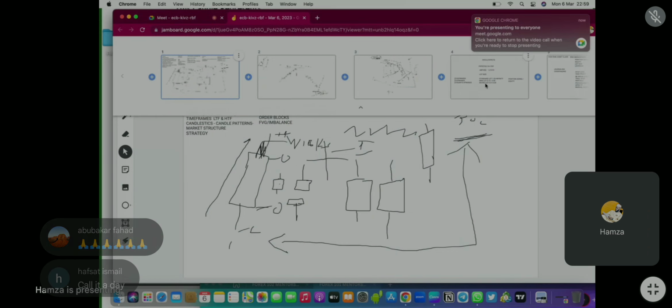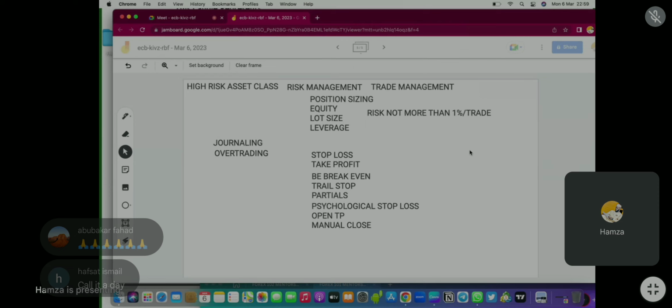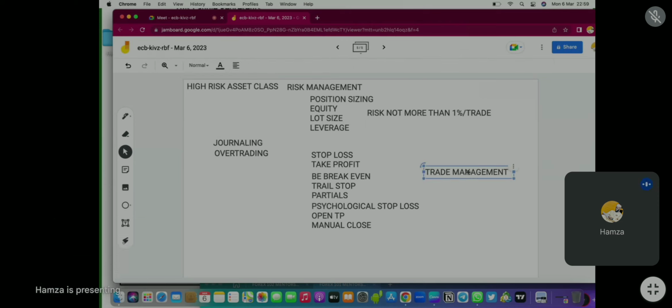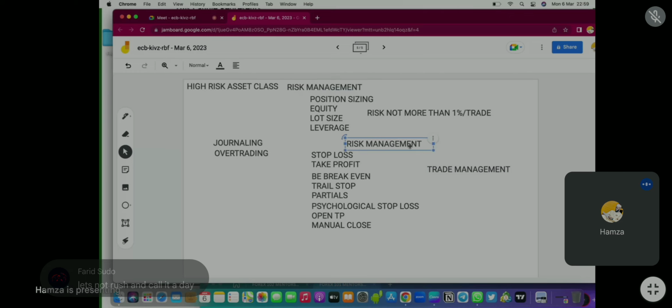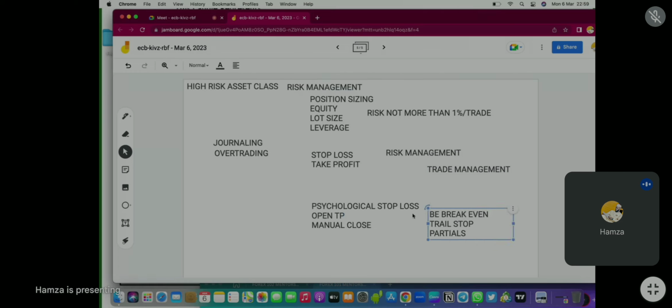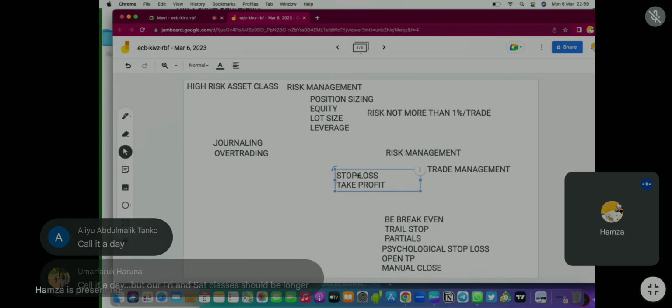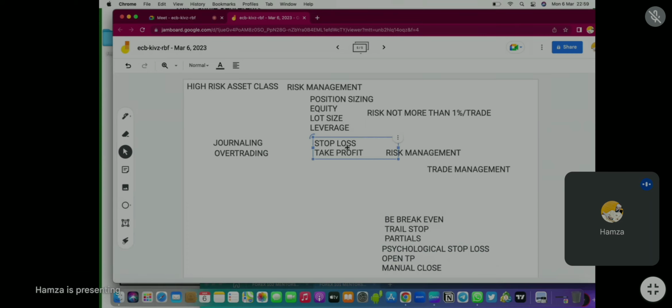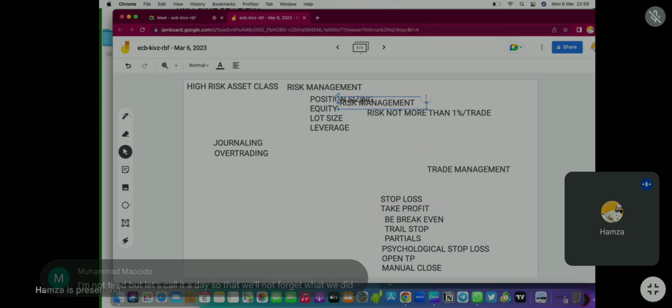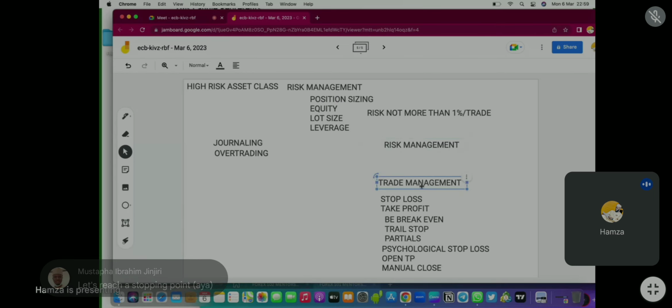Now, there's risk management and there's trade management. This here at the top, this is risk management. Of course, under risk management, we have trade management. Risk management encapsulates everything.